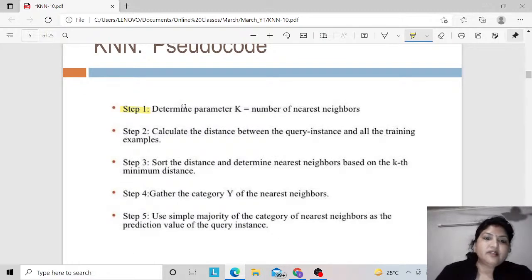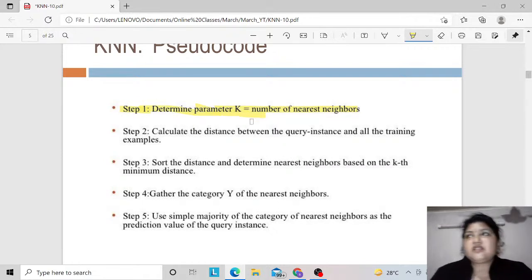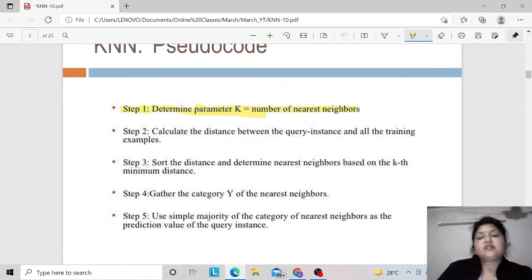Step 1: determine the parameter k, the number of nearest neighbors. So k would be your hyperparameter based on which you are going to apply the algorithm. The first factor is to determine the parameter k, which is basically the number of nearest neighbors.